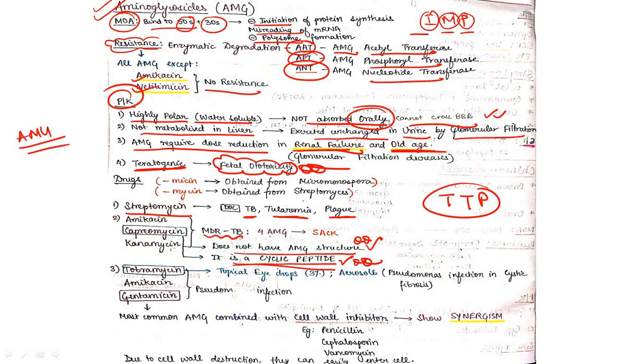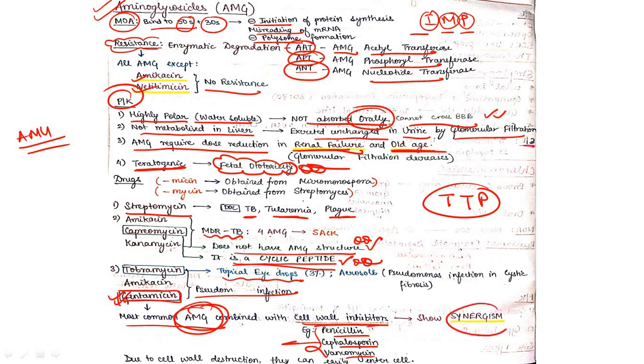Now coming to tobramycin: tobramycin, amikacin and gentamicin can be used for pseudomonas infection. Tobramycin is also used as a topical eye drop. Then gentamicin is the most common AMG combined with cell wall inhibitors, such as penicillin or cephalosporin or vancomycin. These all are cell wall synthesis inhibitors. So the most common aminoglycoside combined with cell wall synthesis inhibitors is gentamicin because it shows good synergism, clear.